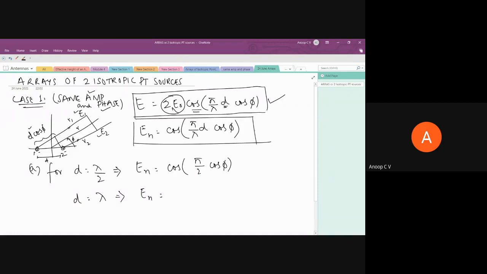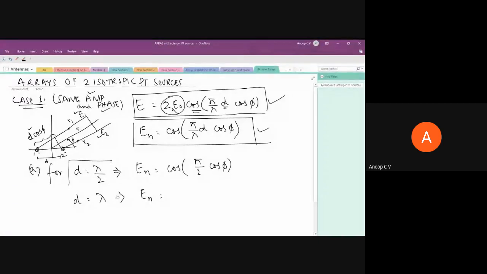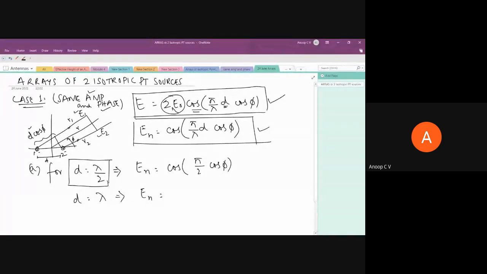And the normalized field pattern is obtained by dividing the actual field pattern by its maximum, that is, cos of pi by lambda times d cos phi. This again we obtained. Then we were seeing some examples. For example, they'll ask: two isotropic radiators excited with the same magnitude and phase are separated by a distance of lambda by 2. Find the field pattern and hence plot it. That is what they'll ask.